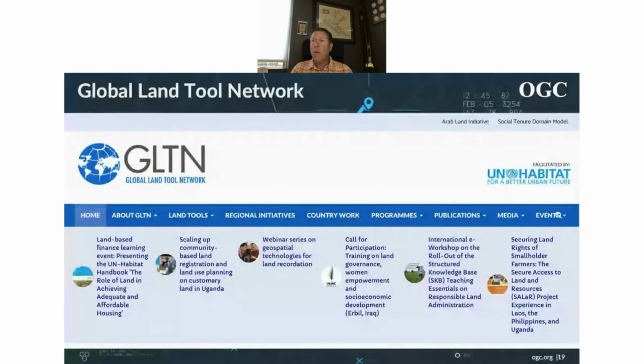With support from the UN Habitat, the Global Land Tool Network is available, talking a lot about every aspect of land tenure, land administration, as it develops to socioeconomic development of a nation or a subpart of that nation. And so the GLTN is really a useful tool set.